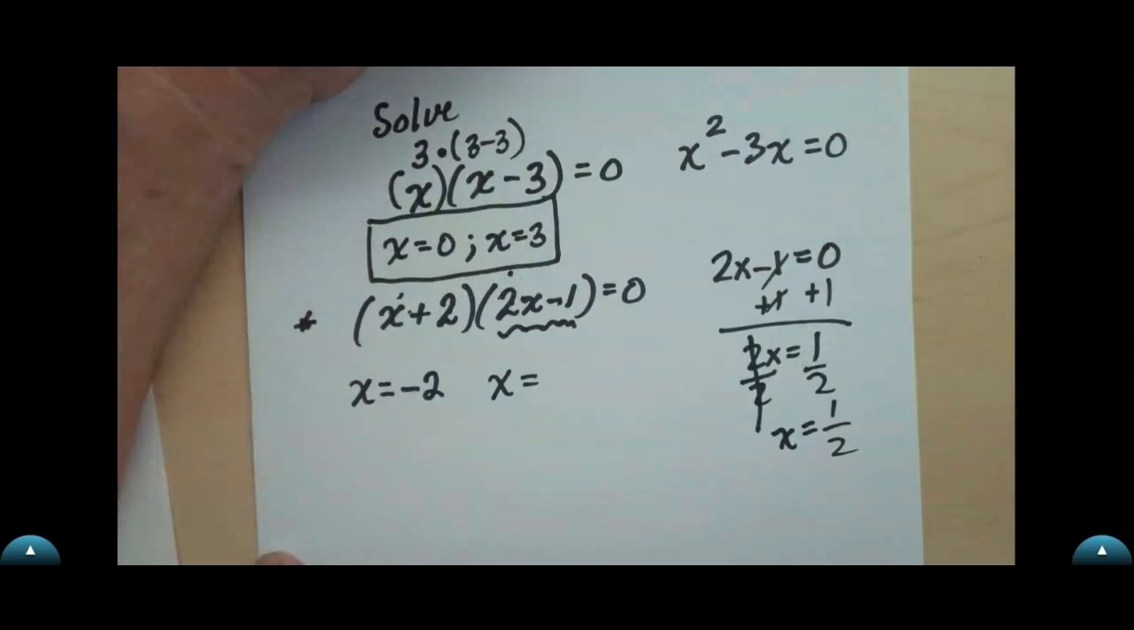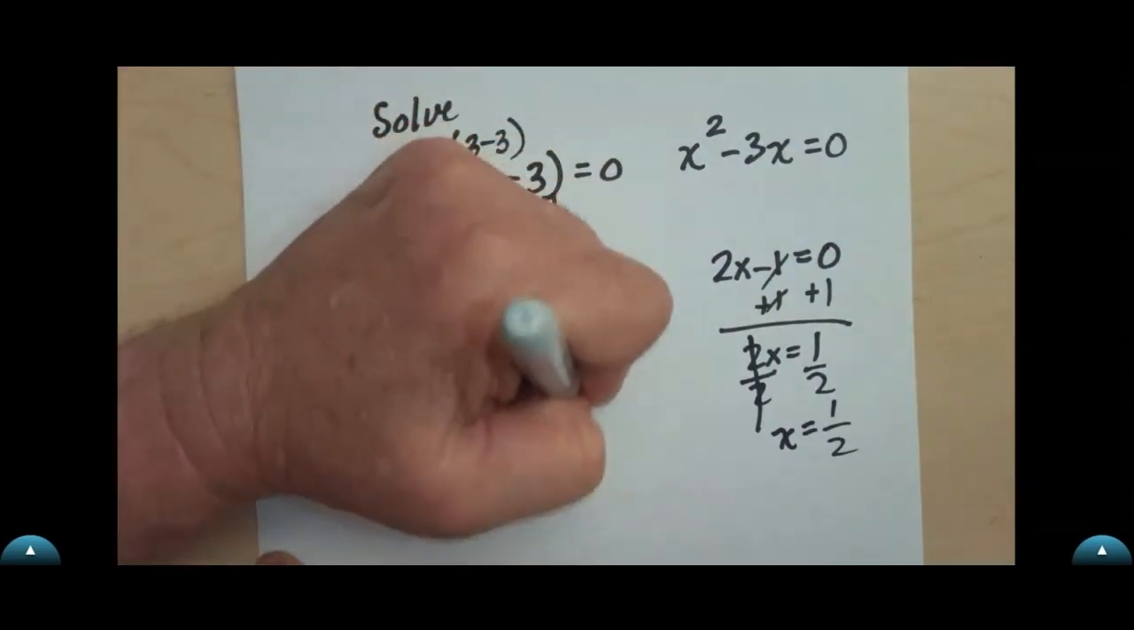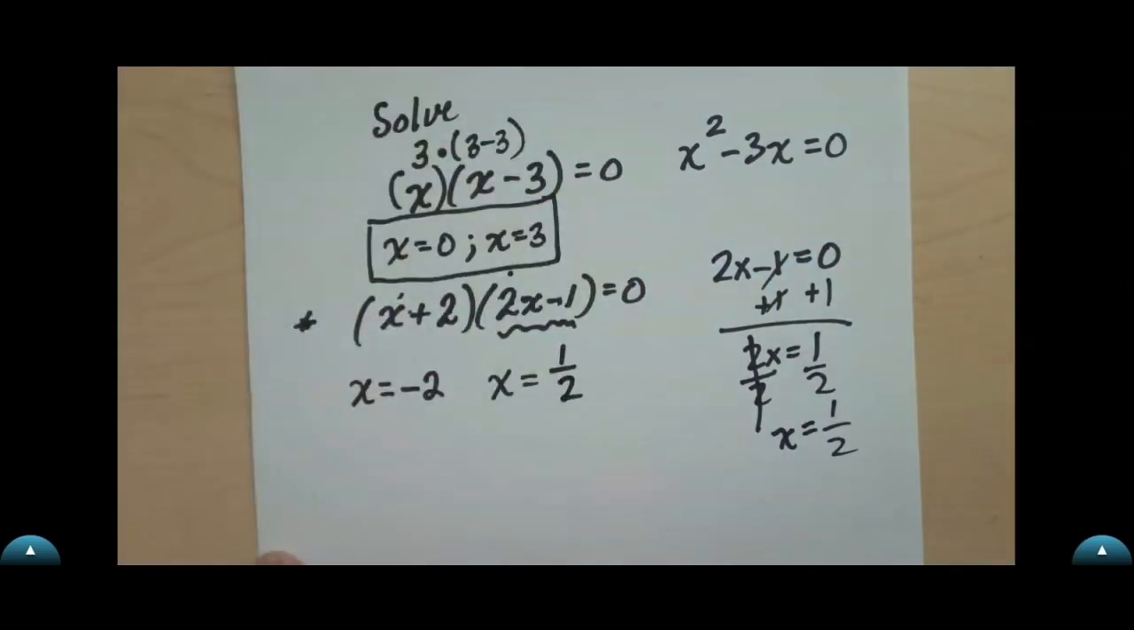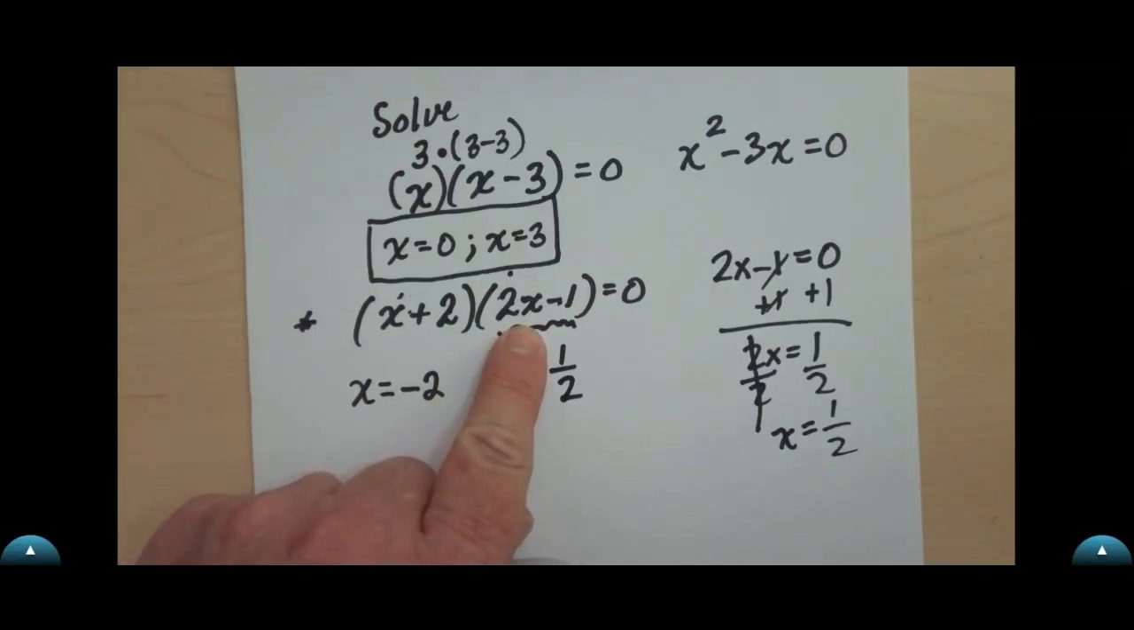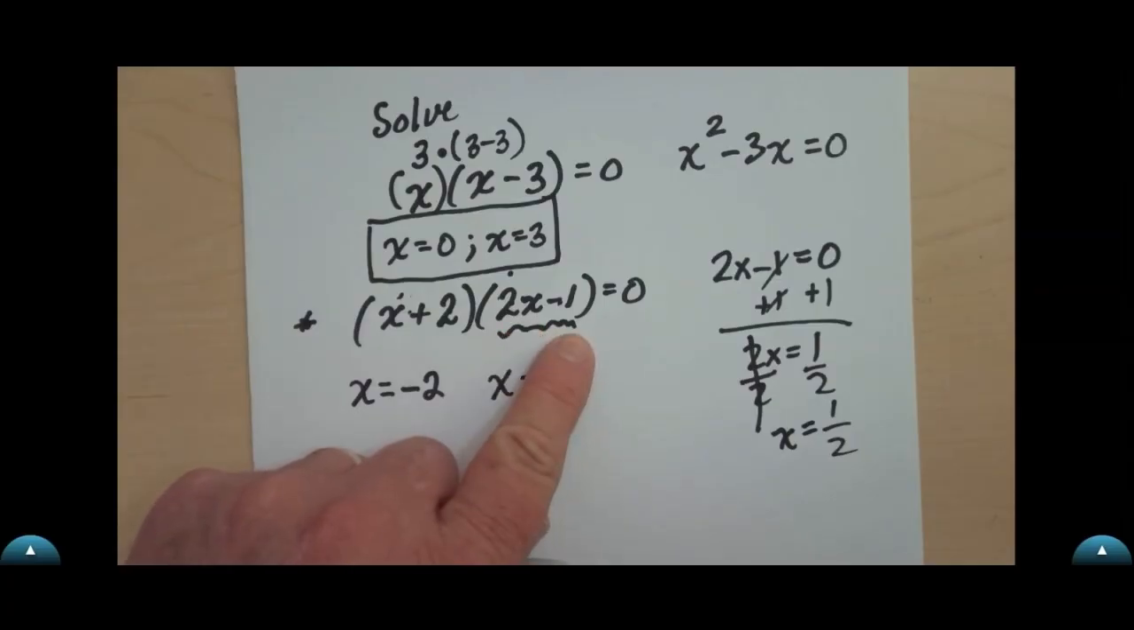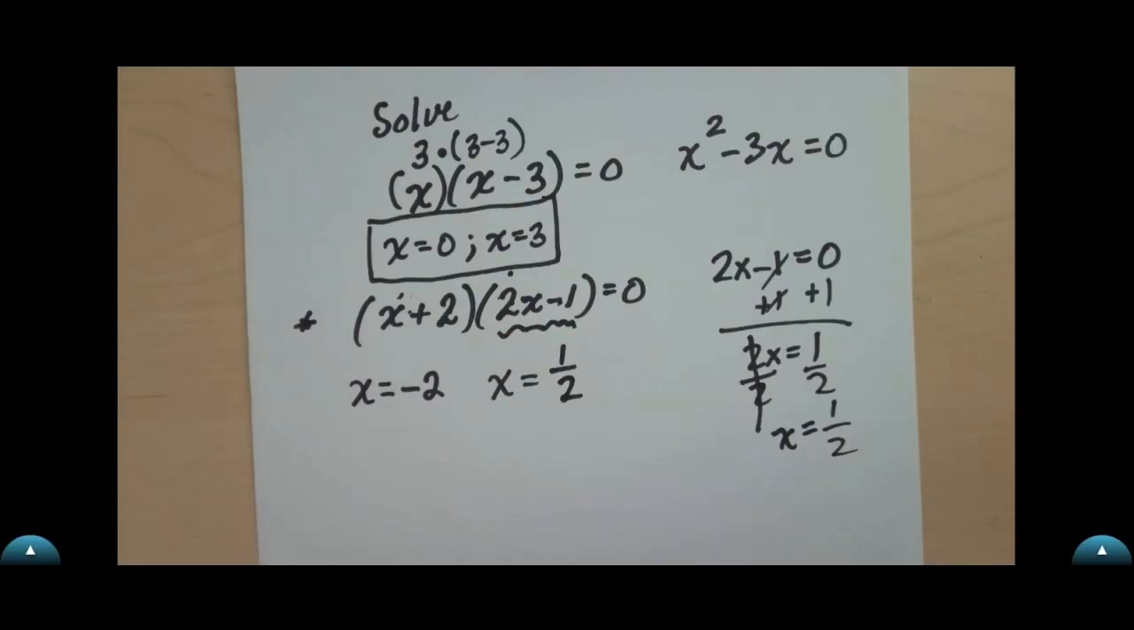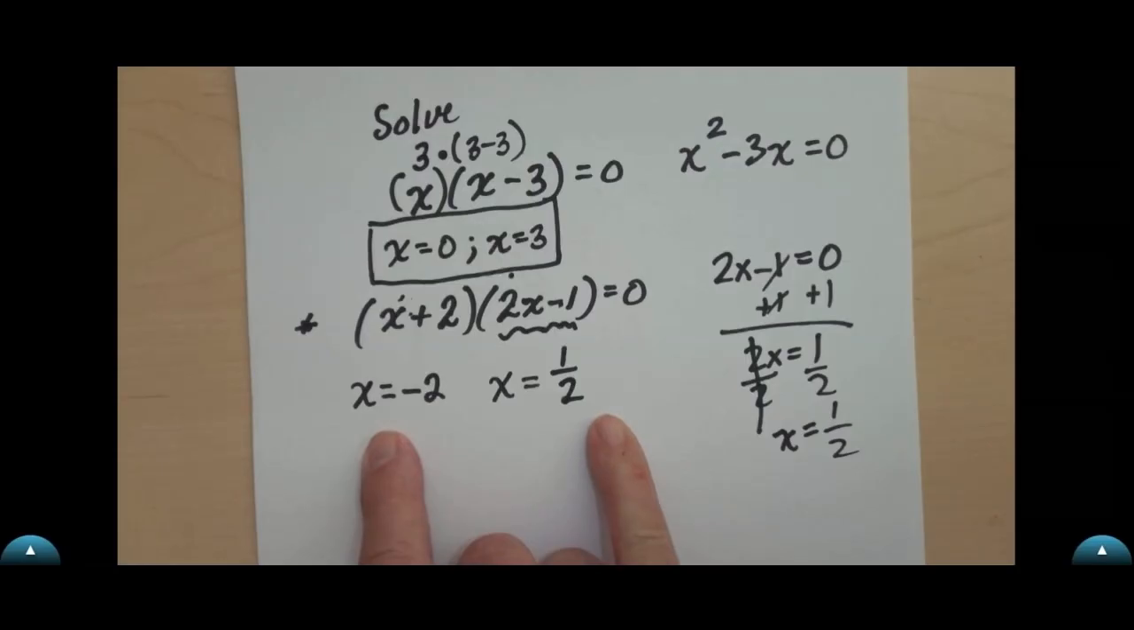So we get 1/2. By the way, it's easy to see that that's true. If I plug 1/2 in here in place of x, does everybody see that 2 times 1/2 is 1 and 1 minus 1 is 0, right? Then those are the two solutions to this equation. This is an example of solving quadratic equations by factoring.